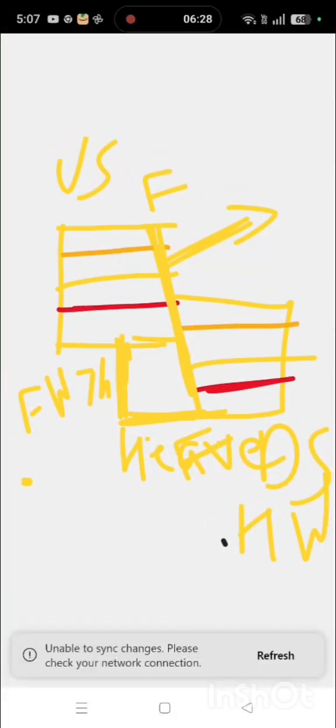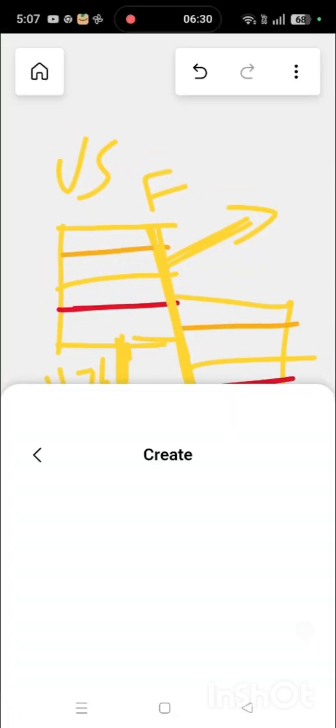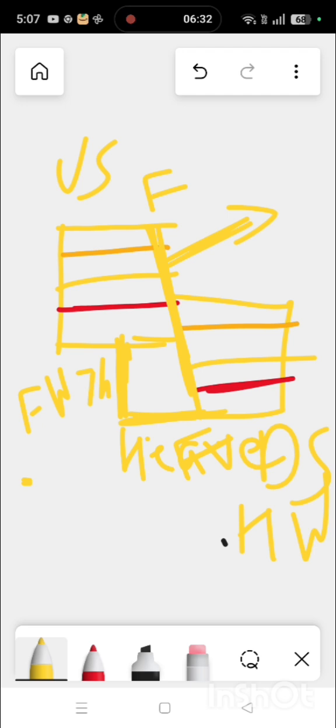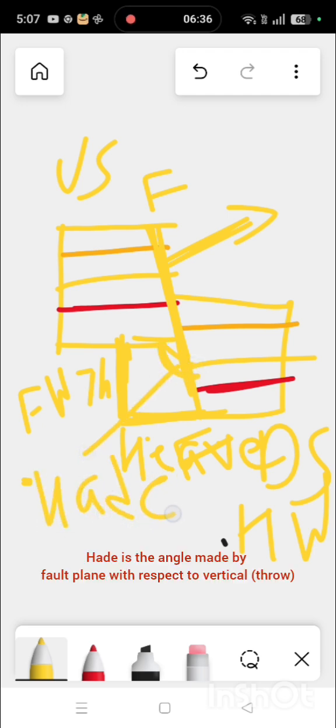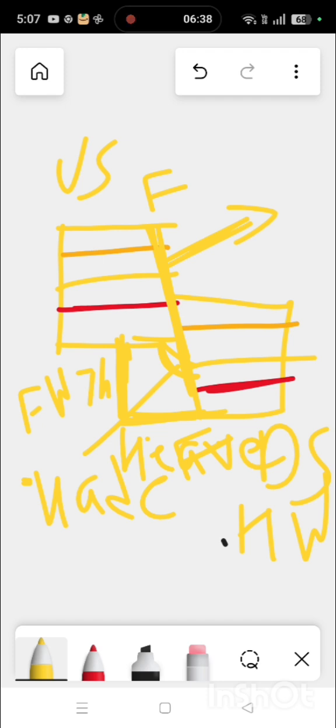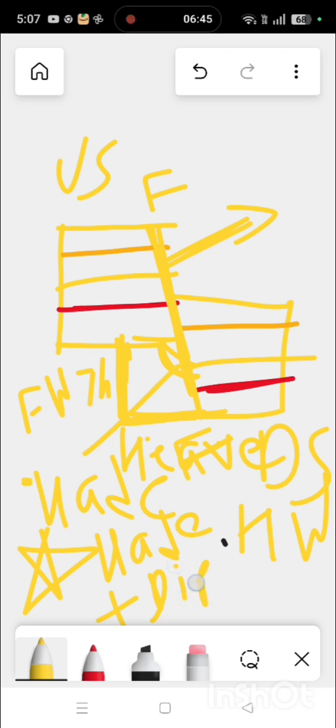This angle is the hade. This angle is the hade. And a special point is that hade plus dip is equal to 90 degrees.